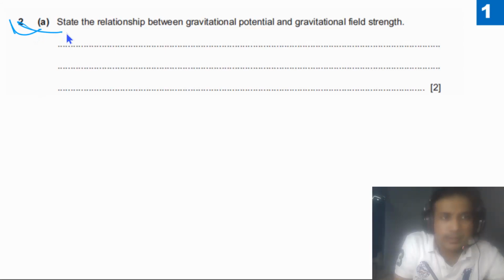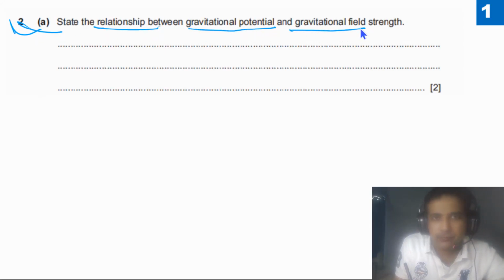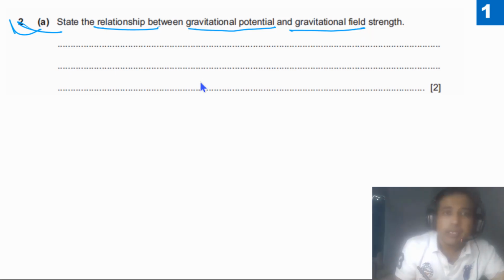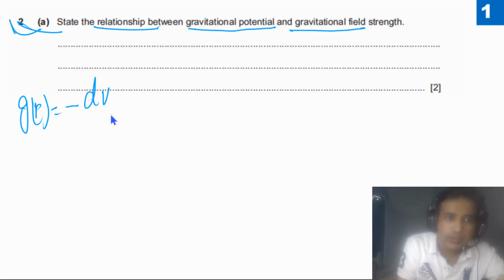Question 2, part A says, state the relationship between gravitational potential and gravitational field. This question is very common in past papers, and this concept is very important to answer past paper questions from this topic. Let's try to understand how these two quantities are linked with each other. We can simply say g as a function of r is equal to negative dV by dr.